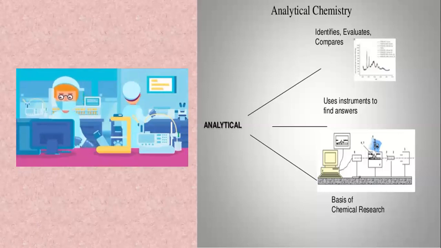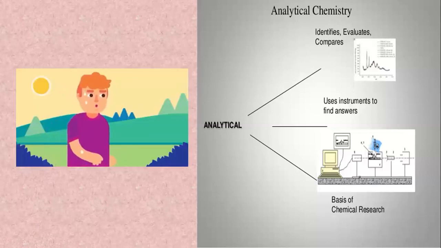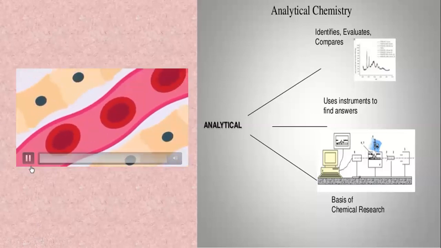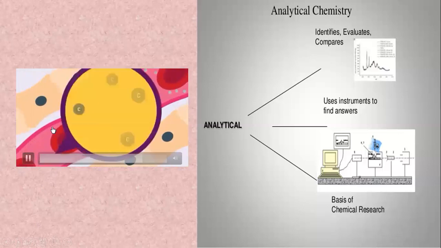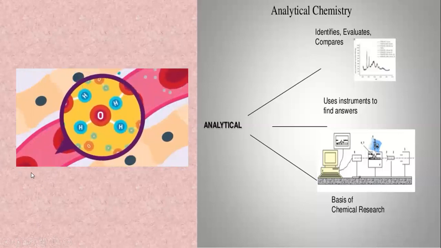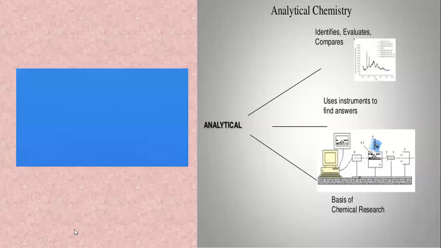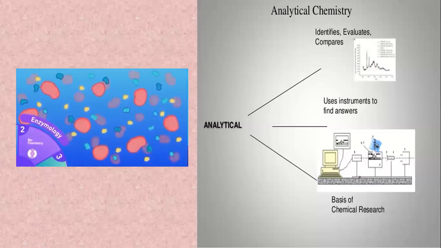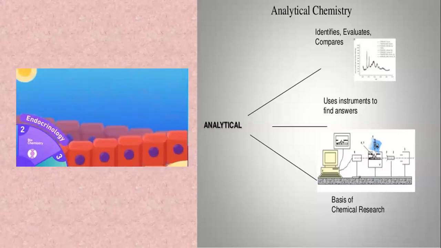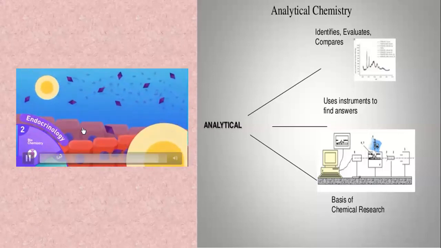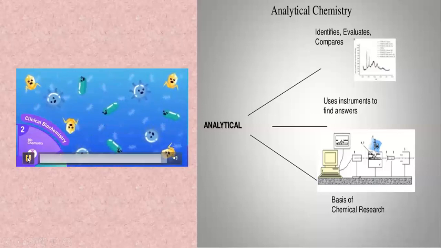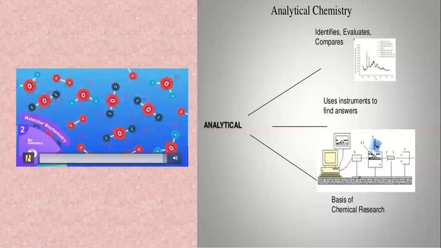The study of chemical processes in living organisms is called biochemistry. Everything in the body is made up of atoms and molecules of different chemical compounds, like carbon, oxygen, and hydrogen. This is what we study in biochemistry. Biochemistry can further be divided into interesting disciplines like enzymology, which is the study of enzymes, endocrinology, which is the study of hormones, clinical biochemistry, which is the study of diseases, and molecular biochemistry.